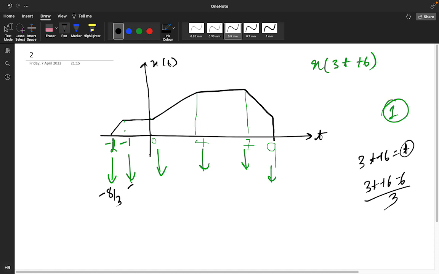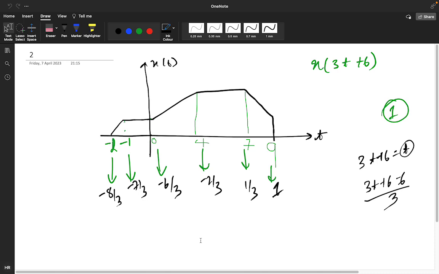No, don't say it like this. Minus 7 by 3. Minus 6 by 3, which is minus 2 by 3, then 1 by 3. Then 9 minus 6 is 3 by 3, which is 1. Understood? Yes, sir.